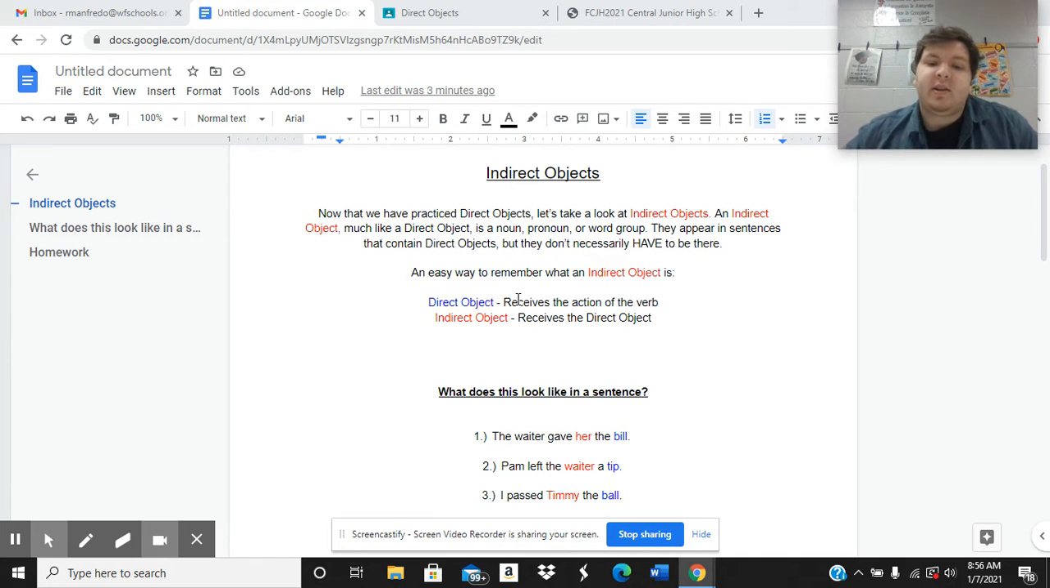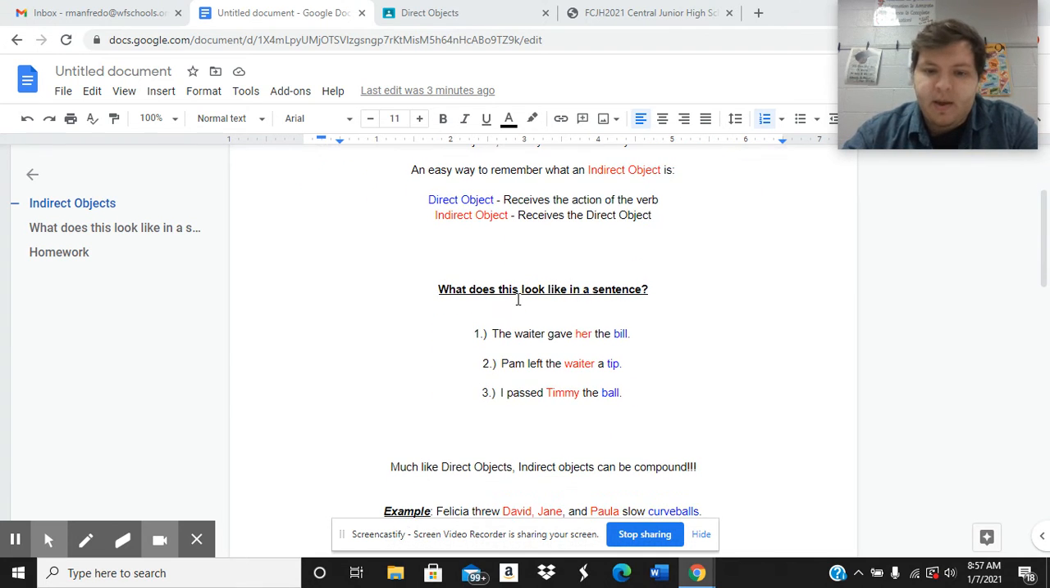I'll go over that one more time. Your direct object receives the action of your verb, and your indirect object receives the direct object. That's a mouthful, but I'm sure you guys will be able to see what I'm talking about as we look through some examples. In other words, it's usually a person, place, or thing. It can be a pronoun as well, but it's a noun, pronoun, or another word group that essentially is receiving the object that is being acted upon.